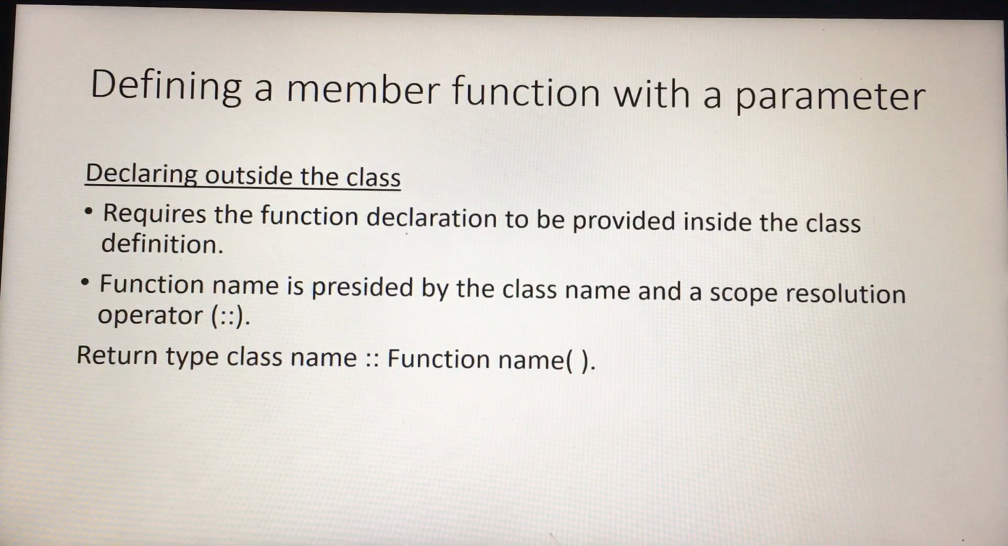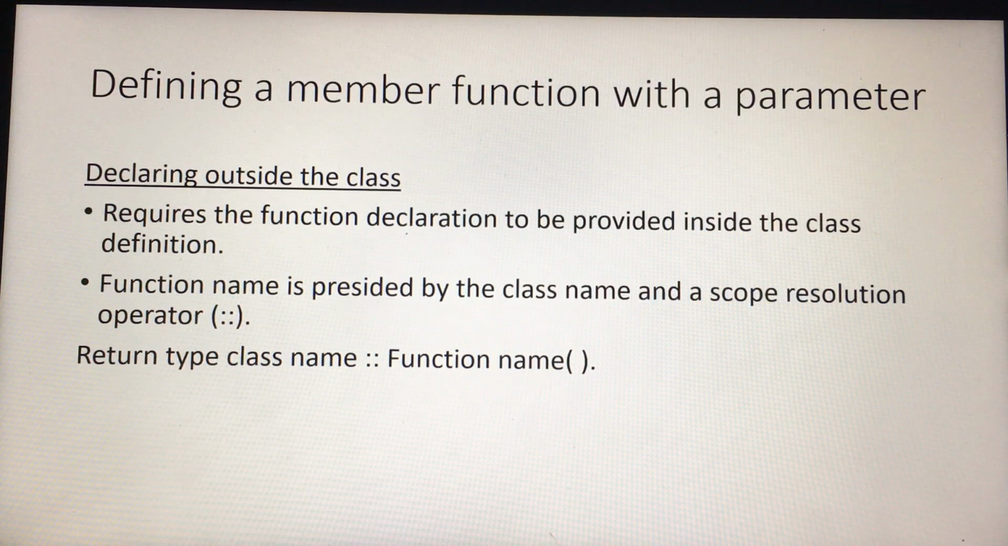So, defining a member function with a parameter. There are two types: defining outside the class and defining inside the class. Let's start off with defining outside the class. It requires the function declaration to be provided inside the class definition. The function name is preceded by the class name and a scope resolution operator. We denote that with the symbol, which you can see on the screen.